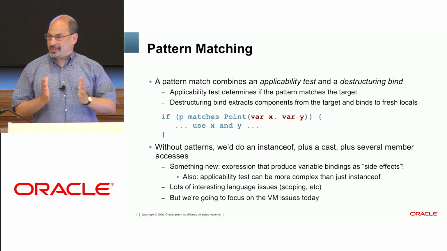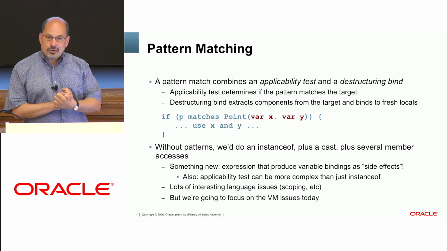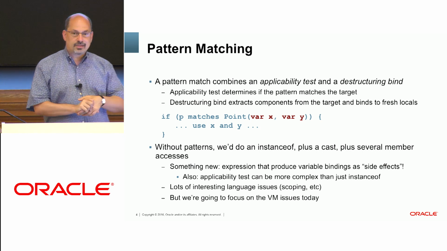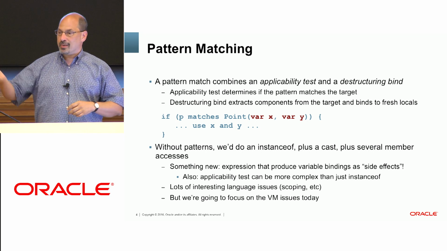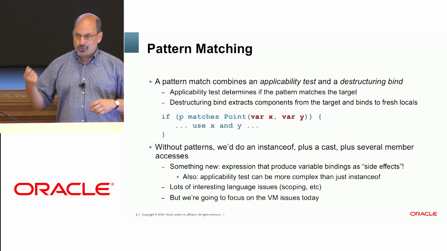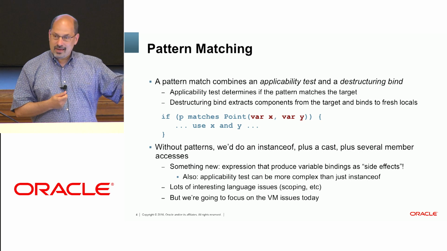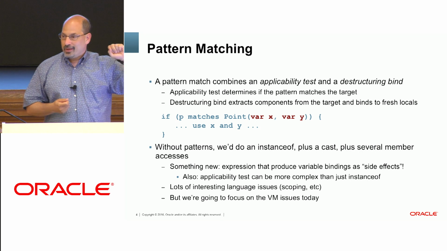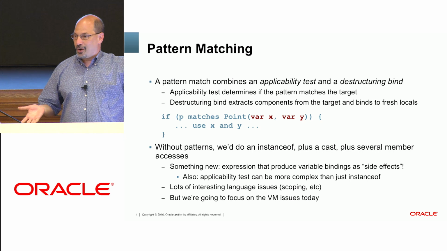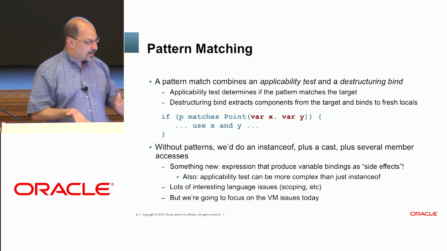In some sense, this is syntactic convenience, but there's also a lot more to it. One of the interesting new things that comes out of this, and this is not something we've had in Java before, is an expression that produces new variable bindings as a sort of linguistic side effect. The binding variables X and Y in this example are not declared in the enclosing scope. They just spring into existence if the pattern matches, and that's kind of a new thing.